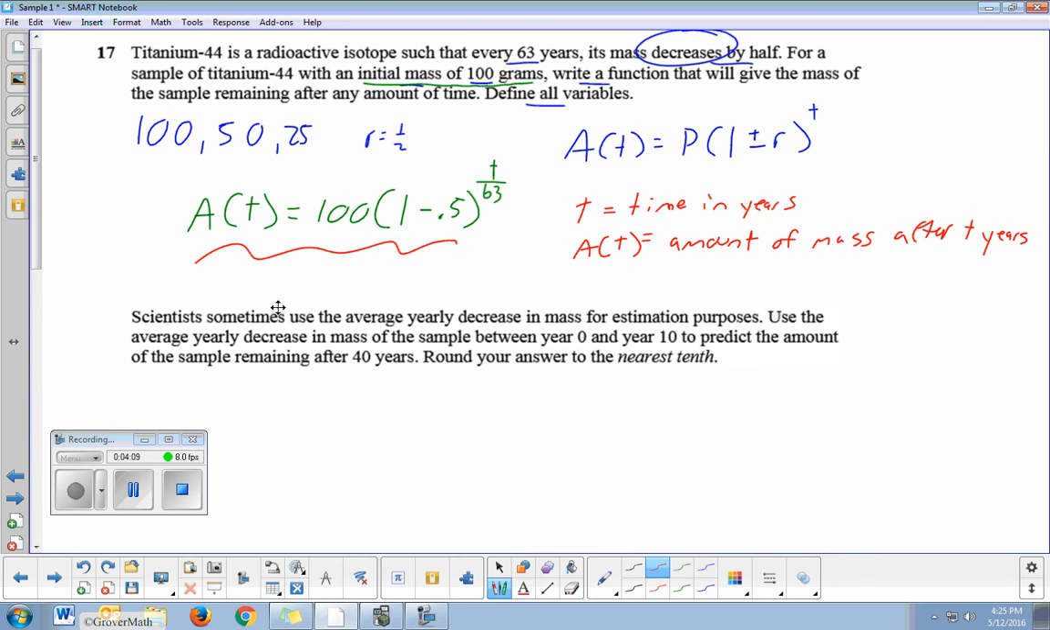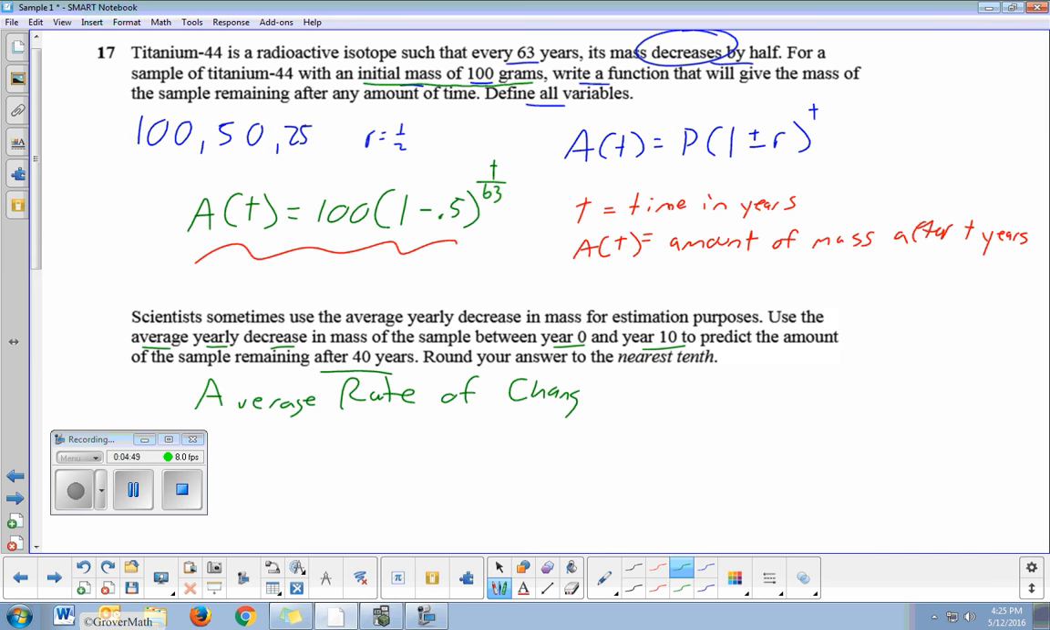All right, so then scientists sometimes use the average yearly decrease in mass for estimation purposes. Use the average yearly decrease in mass of the sample between year 0 and year 10 to predict the amount of the sample remaining after 40. Round your answer to the nearest tenth. All right, they're calling it the average yearly decrease, but what this is really talking about is the average rate of change.